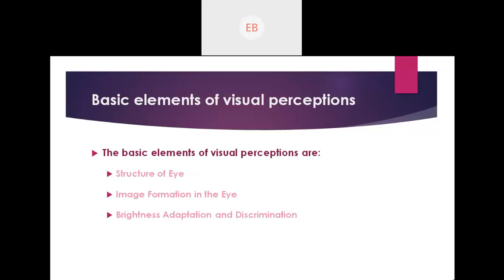So we have three basic elements of visual perception. First we have to know what the eye is and how it is formed, that is, the overall structure of the eye. Then we have to know how an image is formed in the eye, and finally brightness, adaptation, and discrimination in the eye.